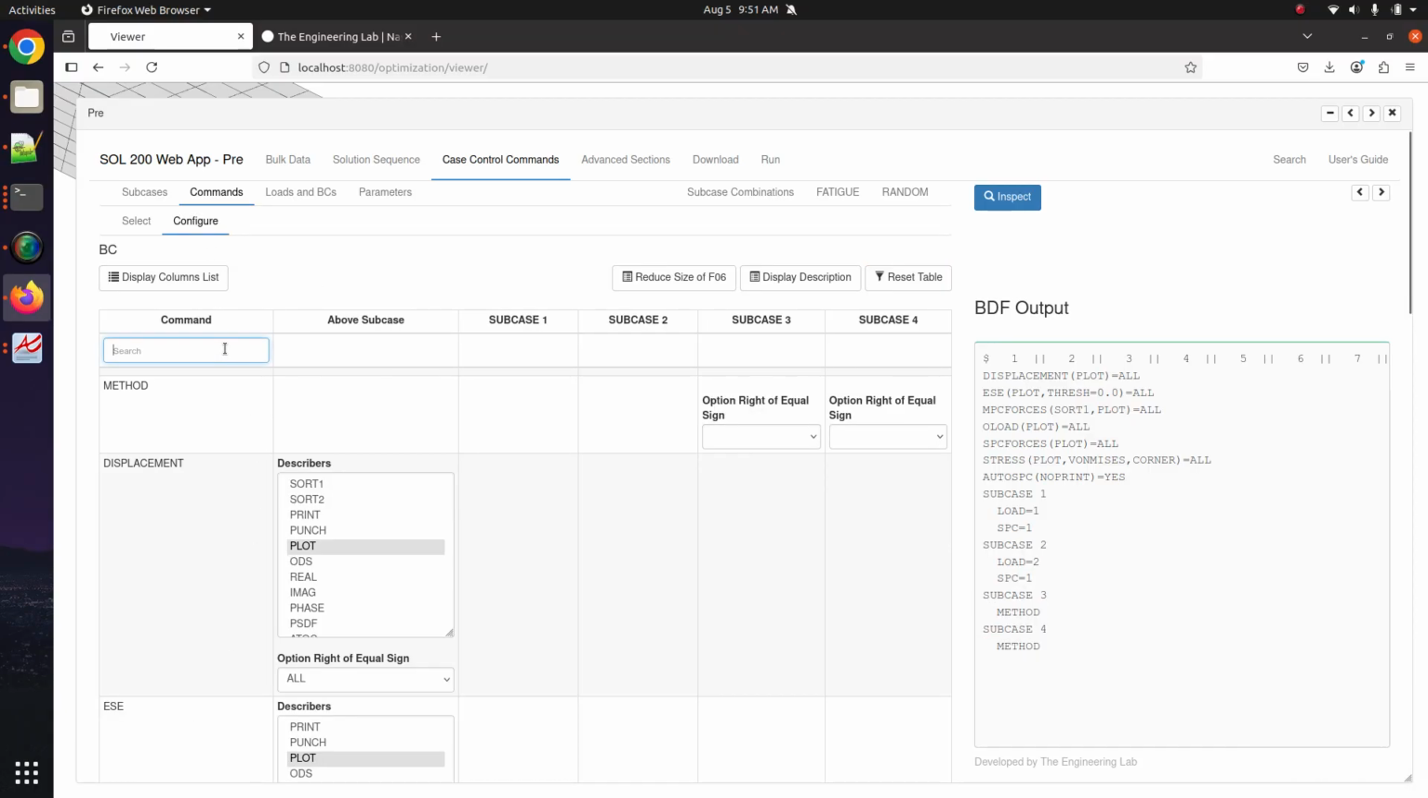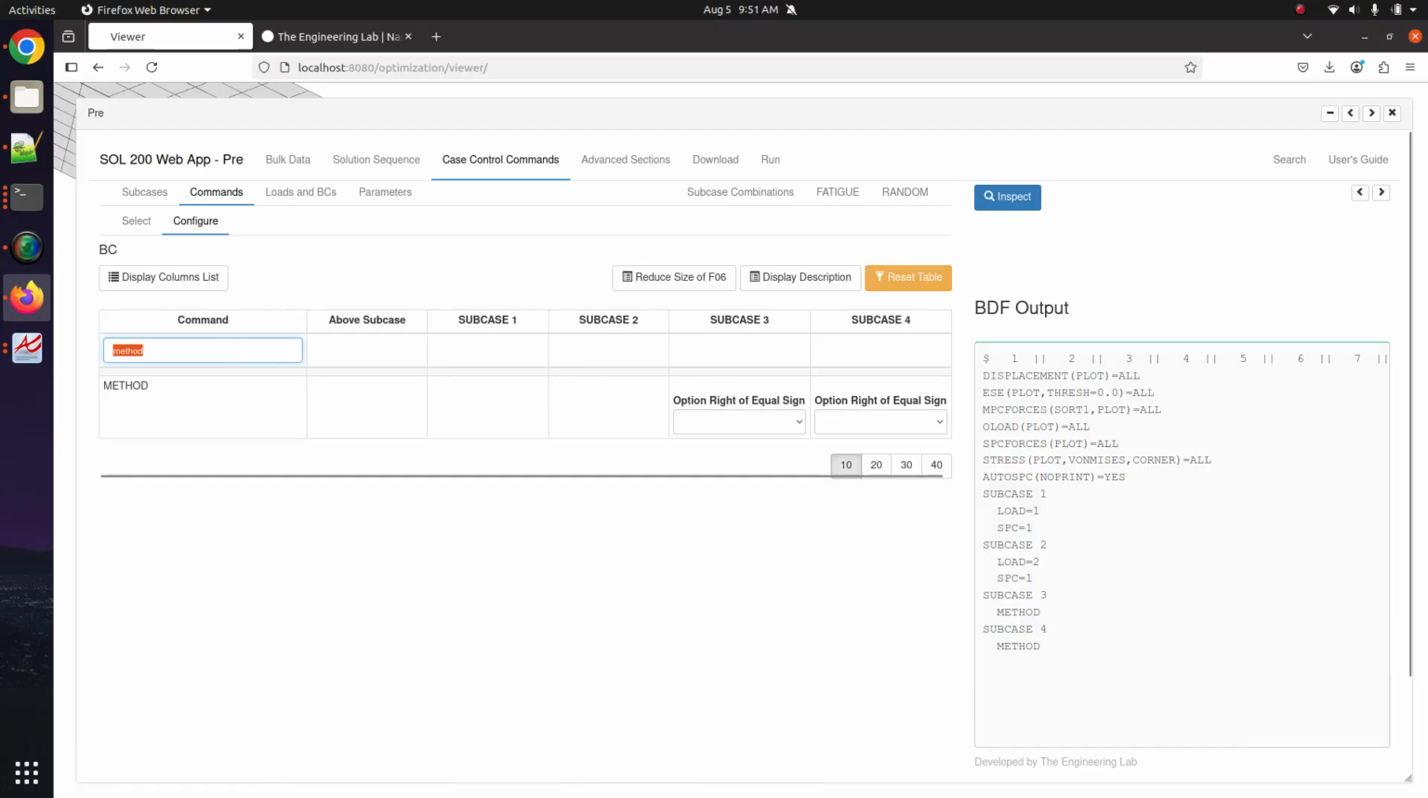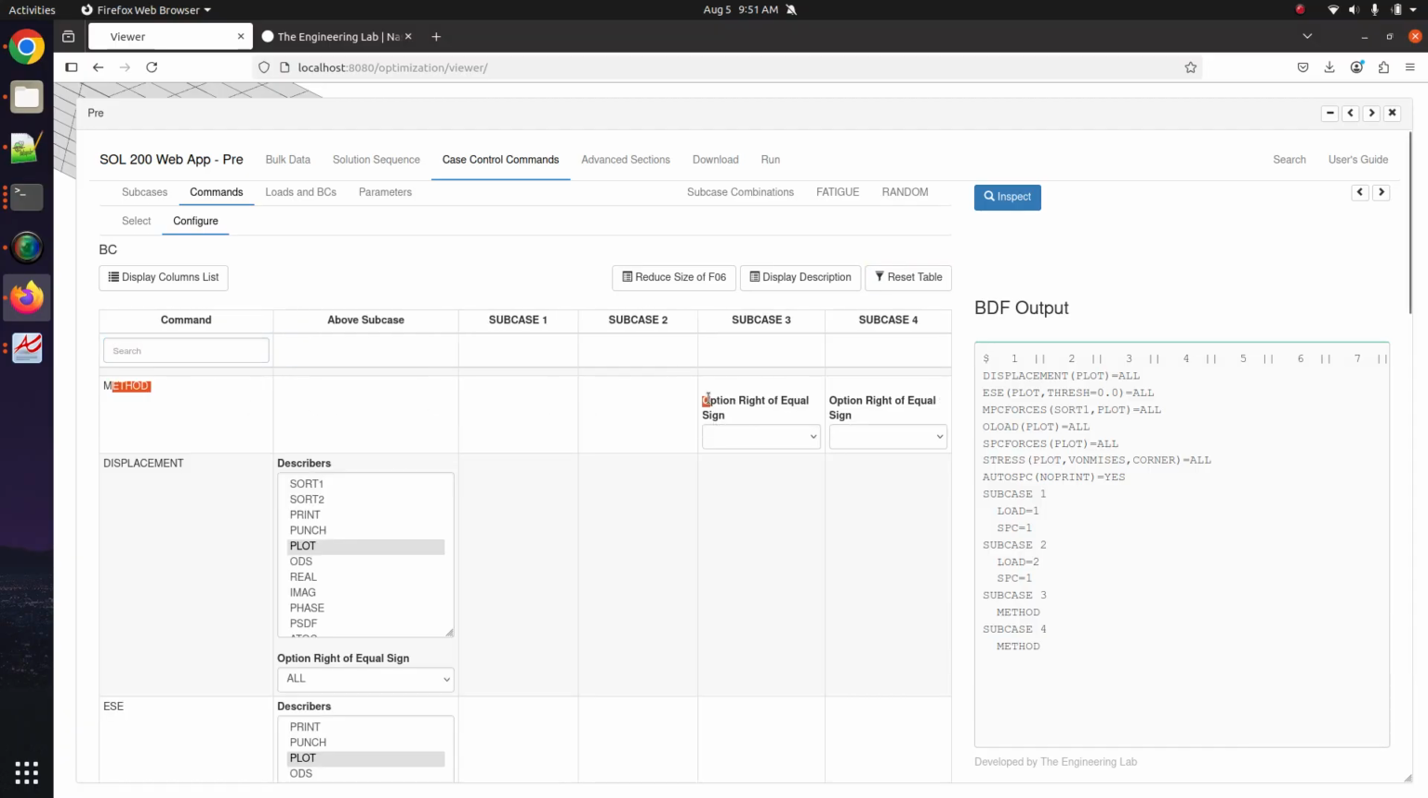Let's look for method here. Or you can look that the first row is method. Here we'll go ahead and say for the method, for the eigenvalue extraction, use that entry we created a moment ago, EIGR ID1. So now we're saying here, hey, we know we're doing a buckling analysis.